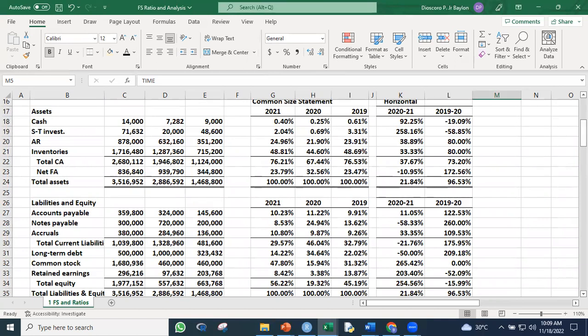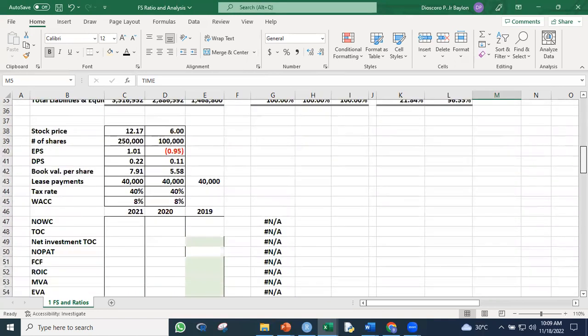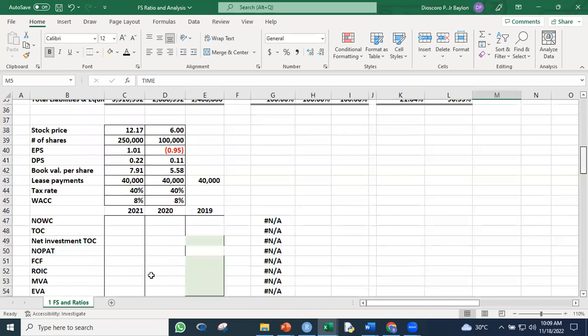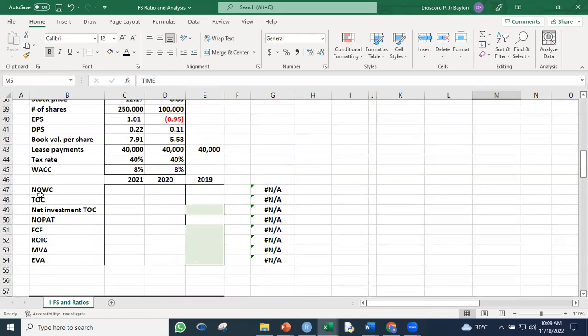All right, let's go next to the computation of our NOWC, TOC. I'll give you around 5 minutes to complete this. Class, you know how to compute this already as a practice. I'll pause recording first so that the recording does not take a long pause.